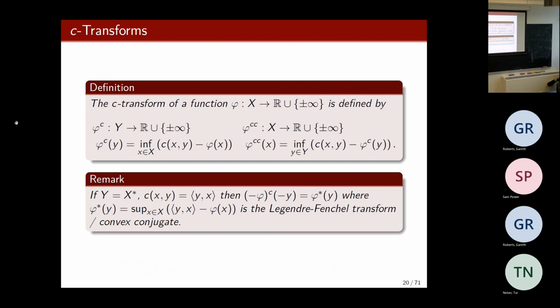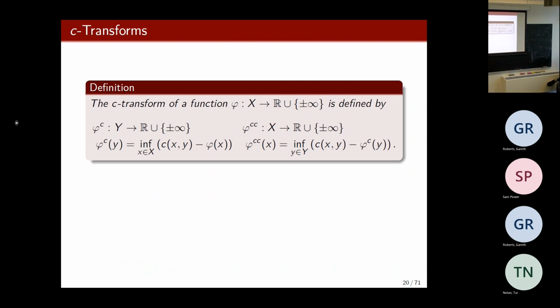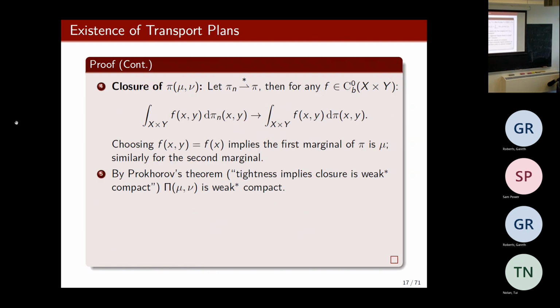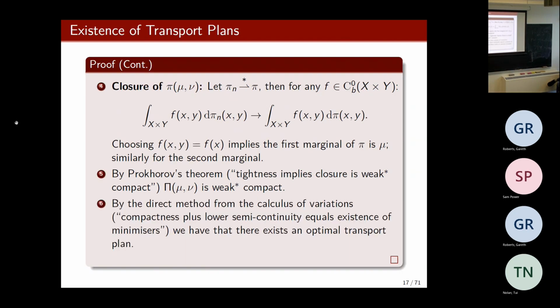I can never quite remember exactly what all the conditions are for things like Prokhorov's theorem. But it sounds about right.